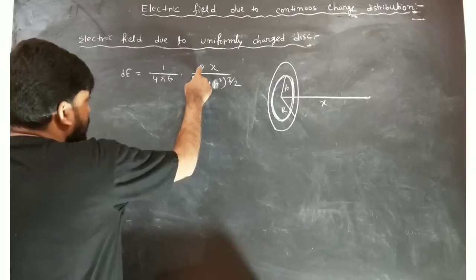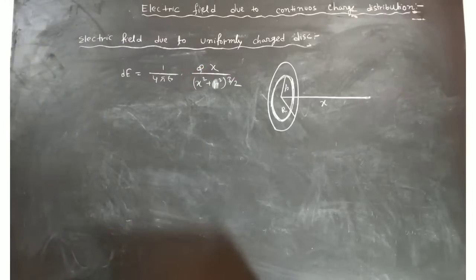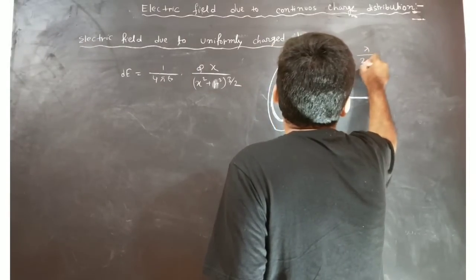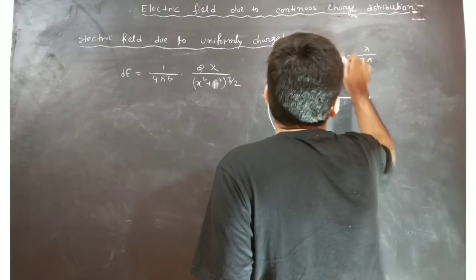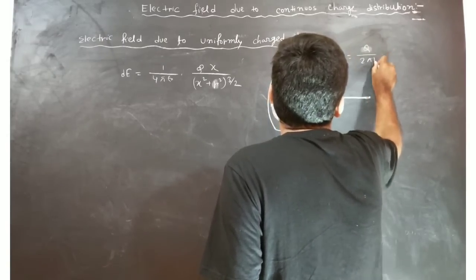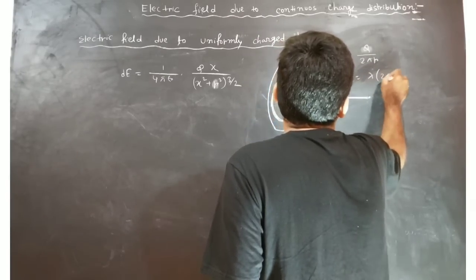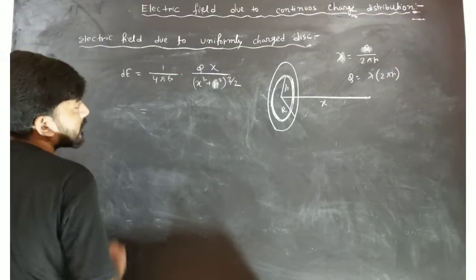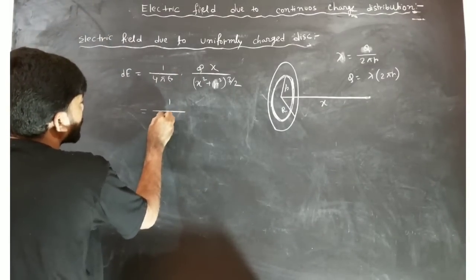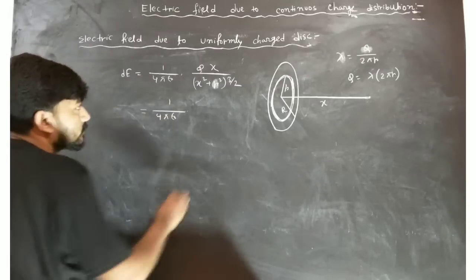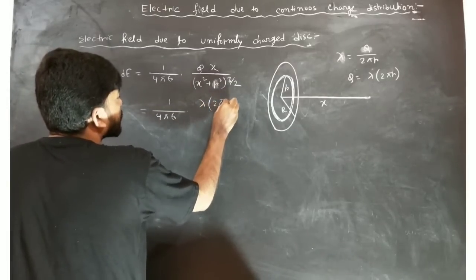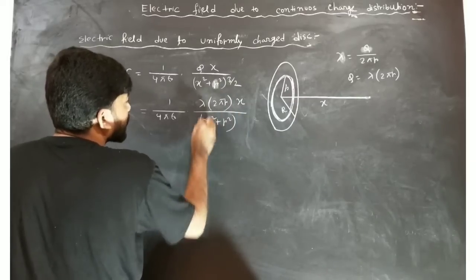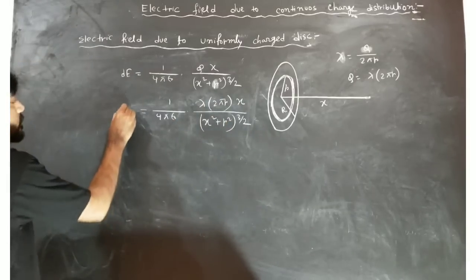Now if we write this q in terms of charge density, then for the ring we have defined earlier that lambda is equal to q upon 2 pi r. So q we can write as lambda into 2 pi r. So it will be 1 upon 4 pi epsilon naught into lambda into 2 pi r into x divided by (x square plus r square) to the power 3 by 2. So this is dE.